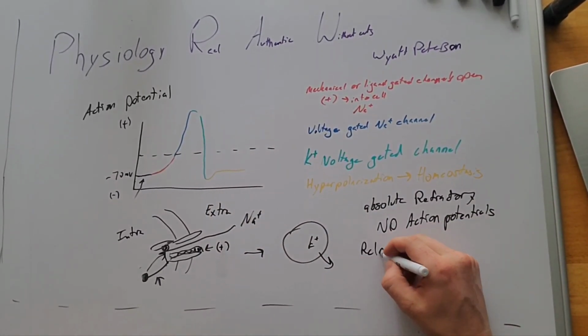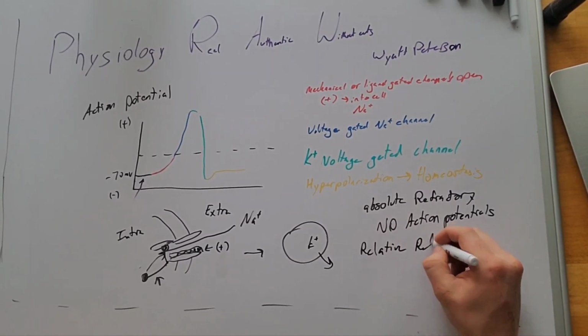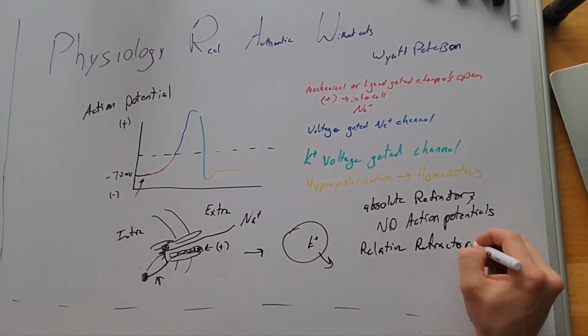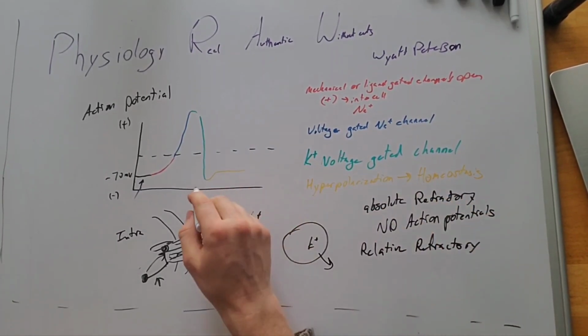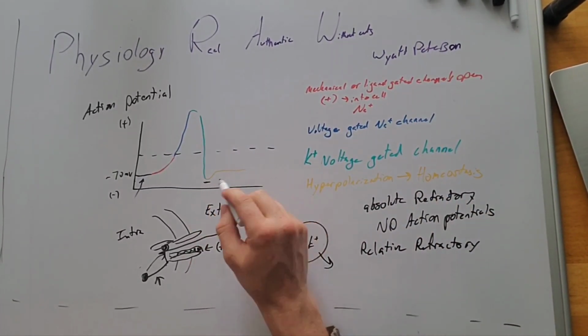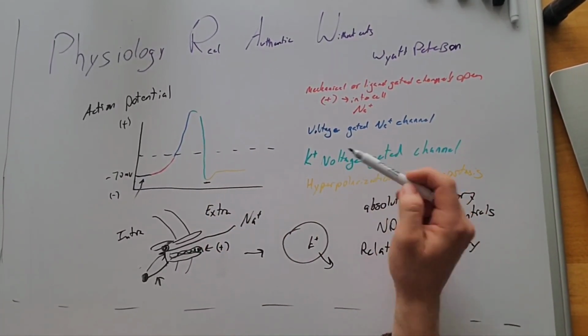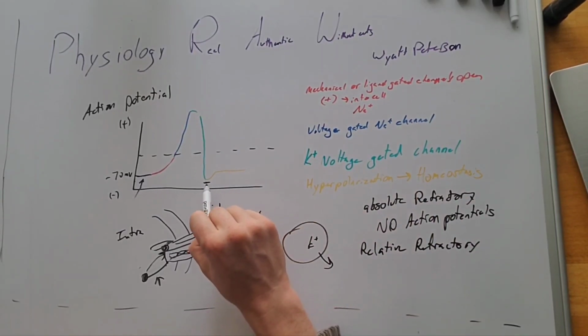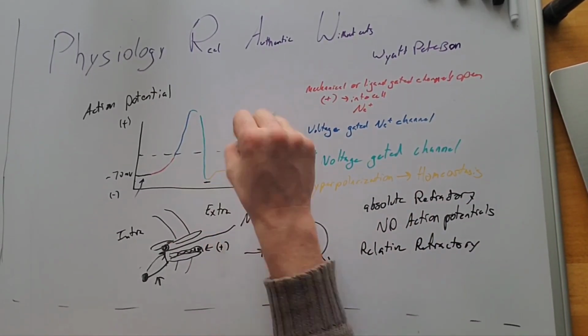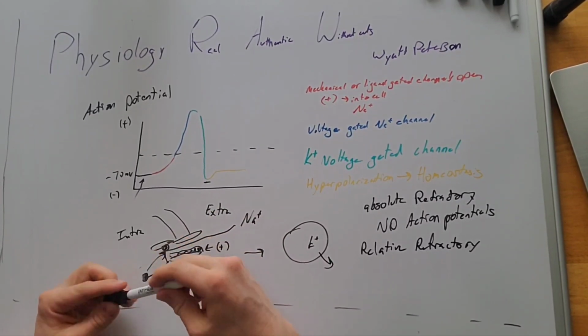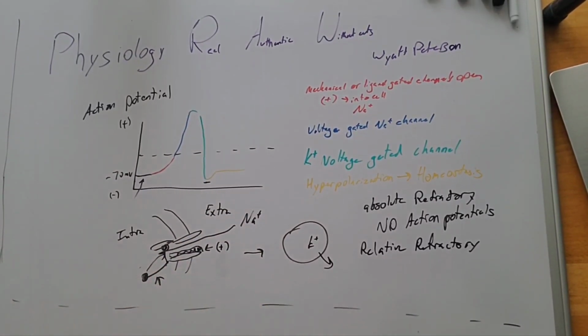And then there's the relative refractory, where it's probably in this region right here, where if you do put enough sodium back into the cell, even though it's hyperpolarized, it will still reach up to threshold and be able to do an action potential once more. I don't have an eraser.